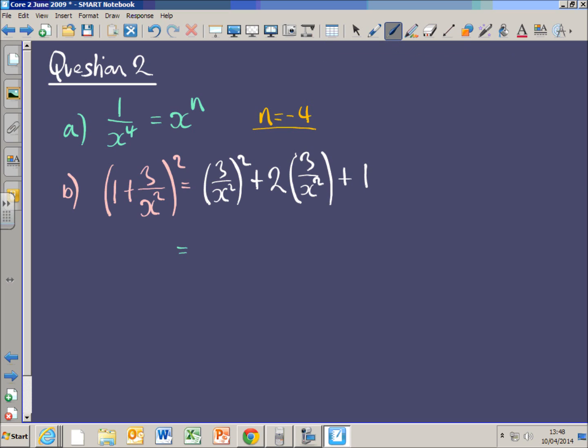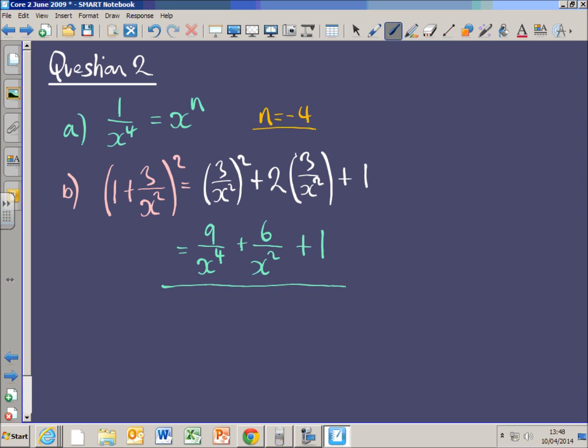So this is going to be 9 over what? X to the power of 4. And this is going to be what? 6 over x squared. And this is just going to be 1. Okay? Everyone happy with that? So that's B done.